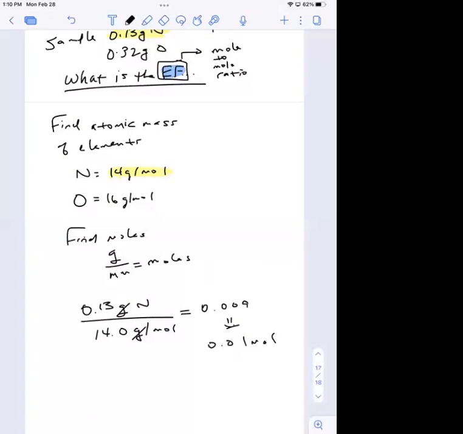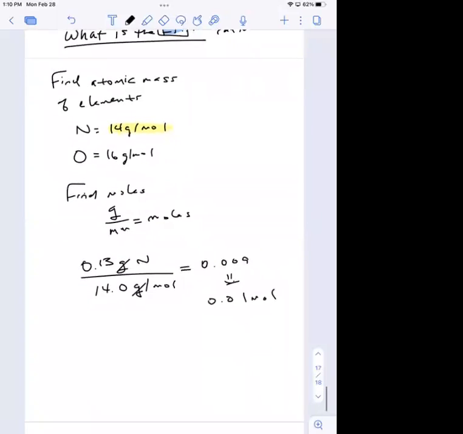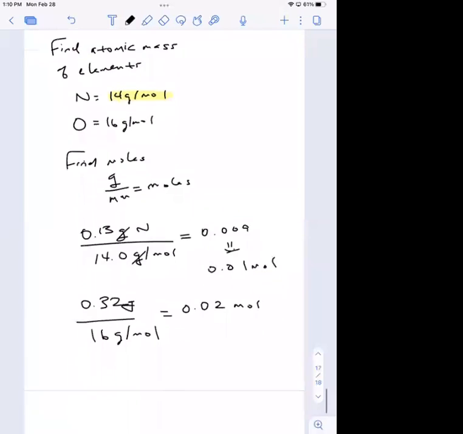All right. Now, how do we get the next one? Are we going to do something different? Or are we just going to, it's the same thing, ain't it? Same thing, just swap the numbers out? All right. So it's going to be 0.32 grams divided by 16 grams per mole. Go ahead and calculate that. 0.02. So 0.02 moles. All right, what's next?